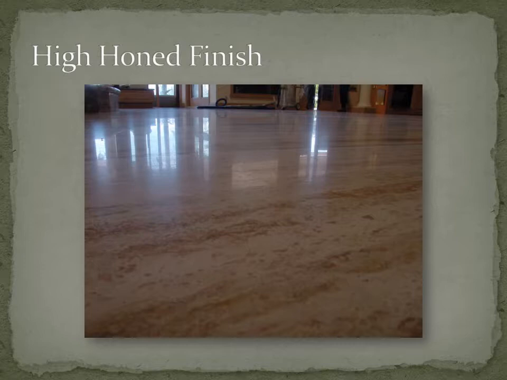But anyways, in regards to finish, this floor was finished at an 800 grit resin diamond pad on a planetary head machine, and that's all we did. There was no buffing. We just brought it all the way up and stopped at 800, and this is what we had, and we sealed it, and everybody was happy.